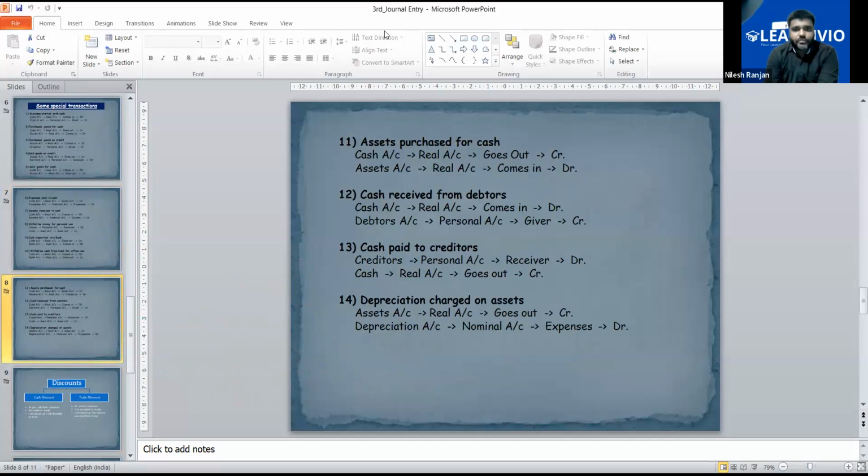Again, assets purchased for cash. So assets purchased for cash: cash is going, asset is coming. So it will be assets account debit to cash. This is the analysis part that I have written here to understand this. Okay, now you have to do it in your mind and write this entry as solution.